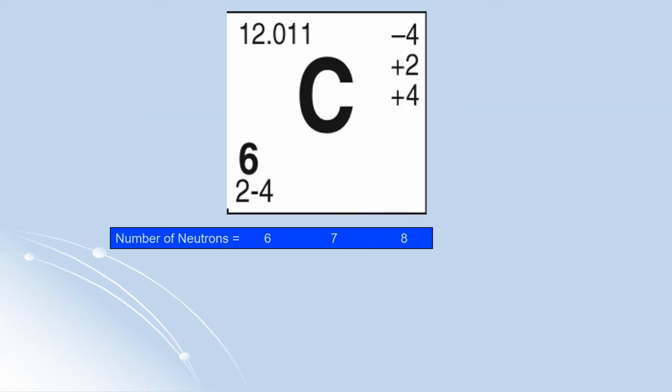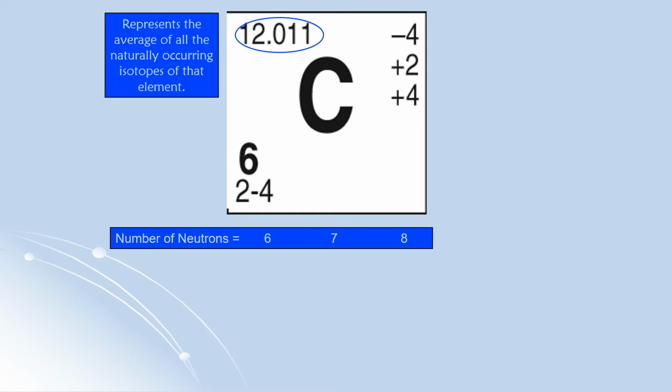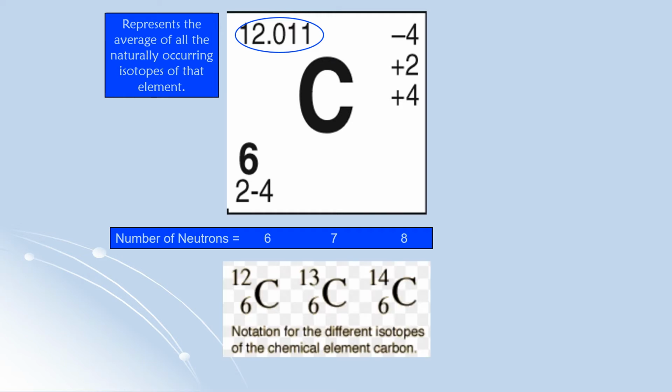Alrighty. So here we are looking at carbon again. We have the mass number at the top, which is, as you guys see, a decimal number. So it is representing an average of the masses of all of its naturally occurring isotopes. And here are those three isotopes.